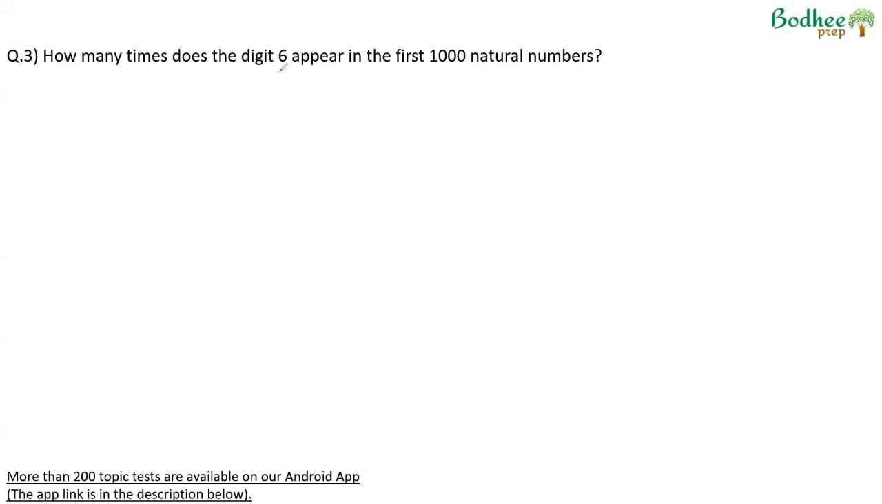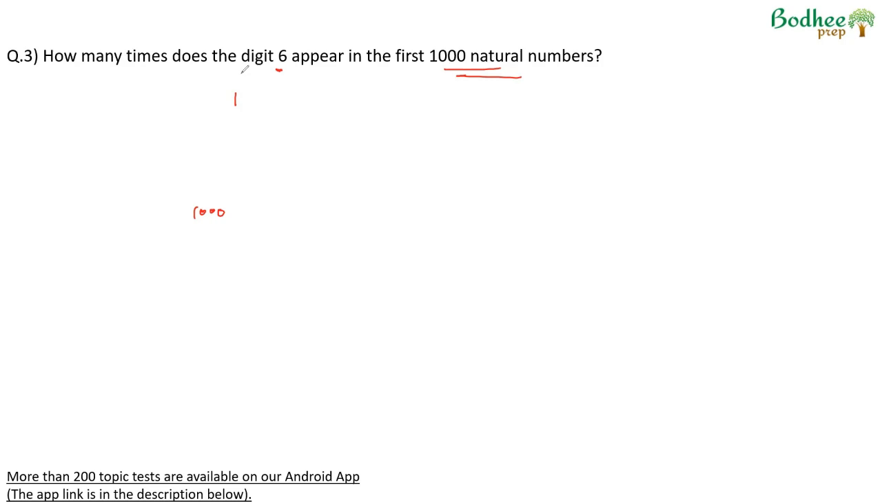How many times does the digit 6 appear in the first 1,000 natural numbers? So basically, we're writing numbers from 1 to 1,000. 1,000 does not have 6. Now, one way of counting this is we count 6 in the 1-digit numbers, 2-digit numbers, 3-digit numbers, and so on.